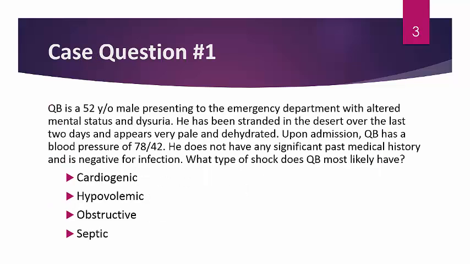We'll start off with a case. We have QB, a 52-year-old female, presenting to the emergency room with altered status and dysuria. He's been stranded in the desert over the last 2 days and appears very pale and dehydrated. Upon admission, QB has a blood pressure of 78/42, so relatively low. He does not have any significant past medical history and is negative for infection. What type of shock does QB most likely have? Cardiogenic, hypovolemic, obstructive, or septic?